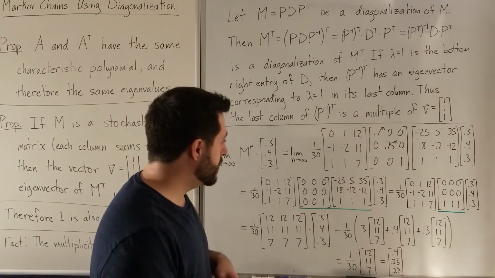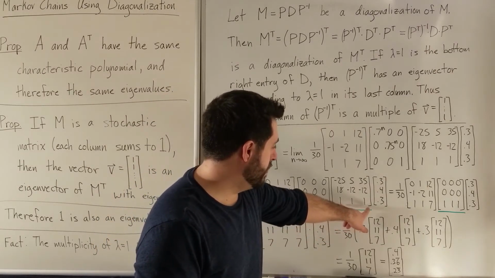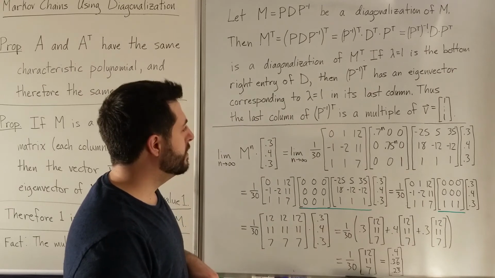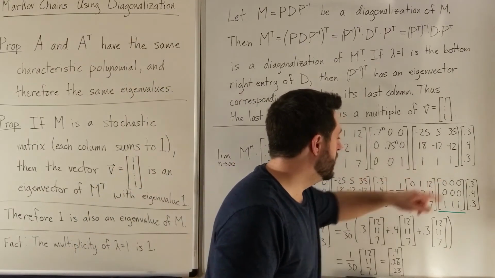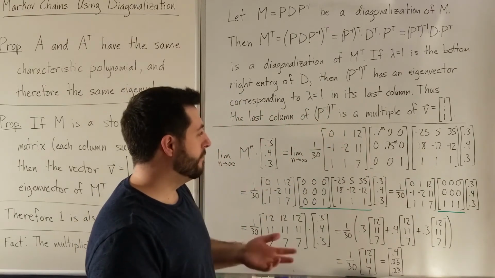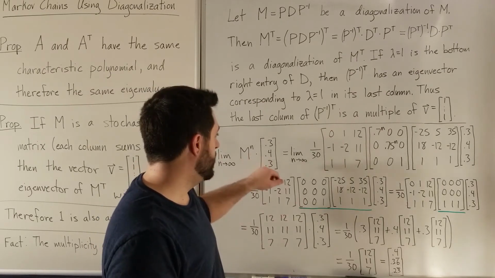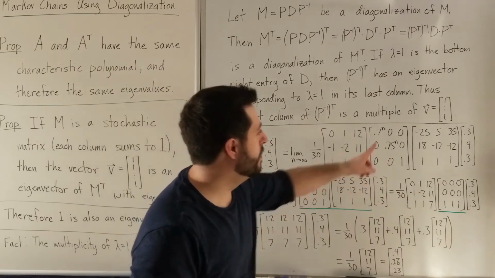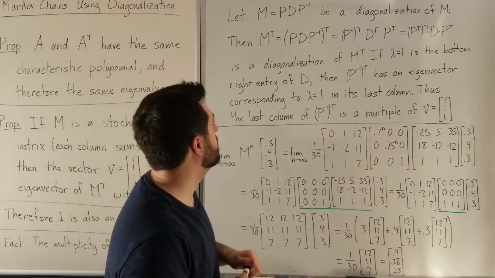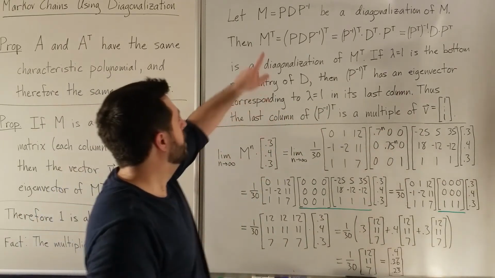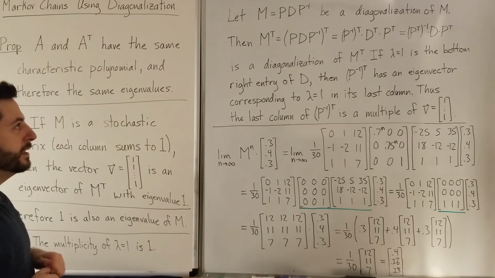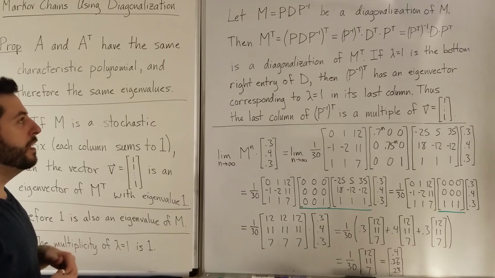So remember, the last thing I'm trying to show is that there is a row of all 1s that shows up here. Okay, so this matrix that we're looking at here is P inverse. So remember, M is P times D times P inverse. So the D is without those n's in the exponent there. So I have that written here. So M is P times D times P inverse, and it's a diagonalization of M.